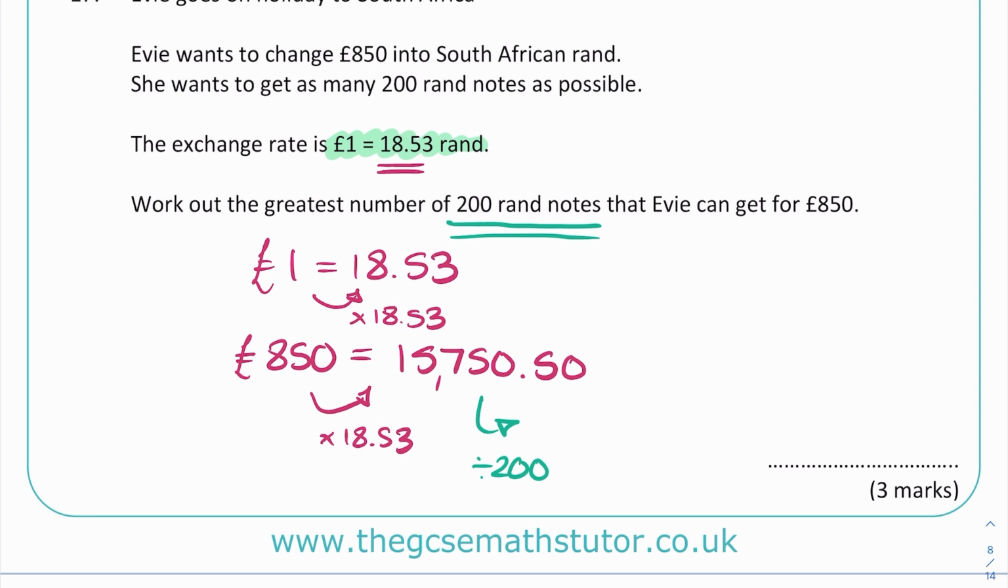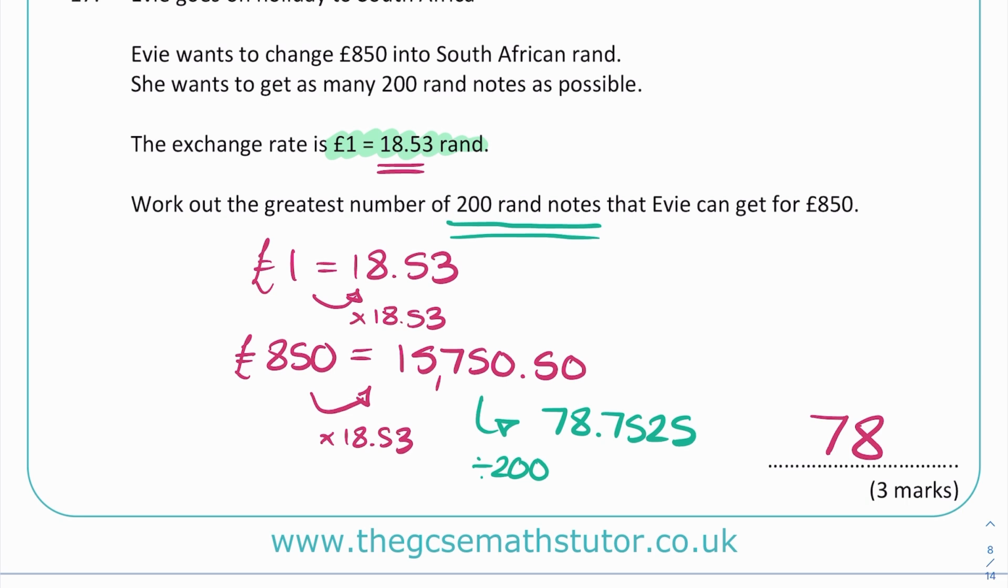So if I just press divide by 200 on my calculator, I do get a decimal. I get 78.7525. So in terms of how many notes she can get, 78 notes, but she's going to have some left over there, so she would get some of her pounds back, and she would get a certain amount of 200 rand notes. So 78 notes.